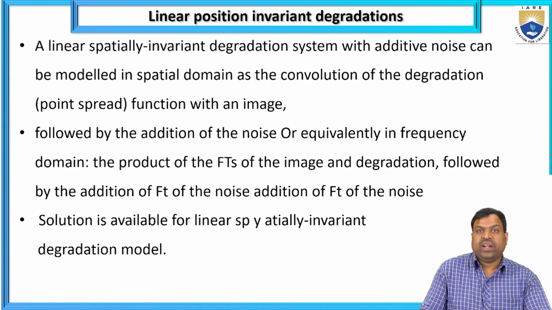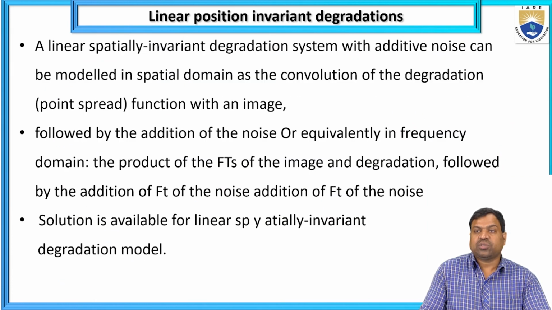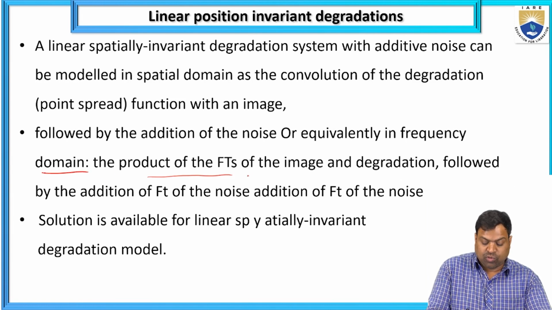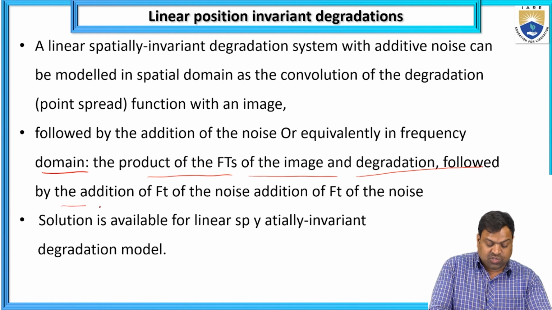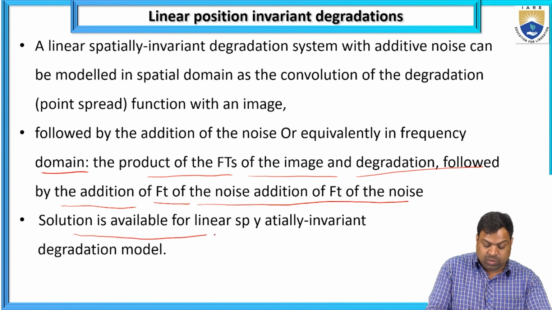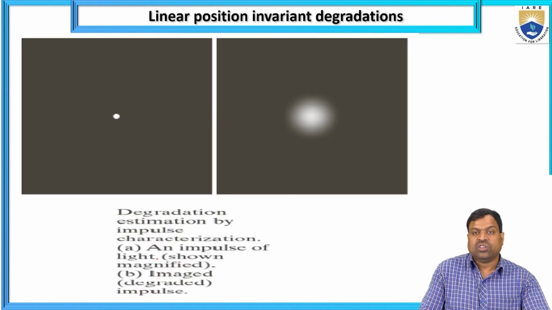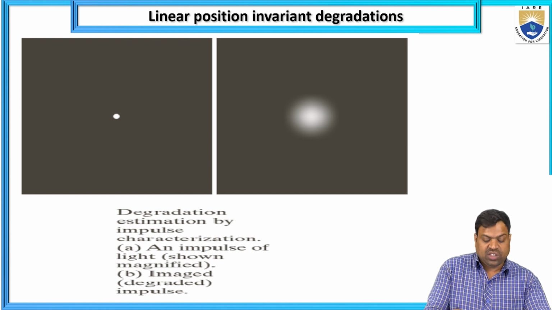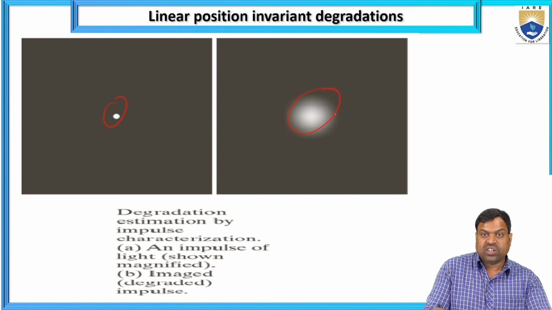A linear spatially invariant degradation system with additive noise can be modeled in the spatial domain as the convolution of the image with the degradation point function, followed by the addition of noise. Or equivalently in the frequency domain, the product of the Fourier transform of the image and the degradation, followed by the addition of the Fourier transform of the noise. So the solution is available for the linear spatially invariant degradation model. It is one example of a linear degradation function, an impulse function, and it is a degradation function.